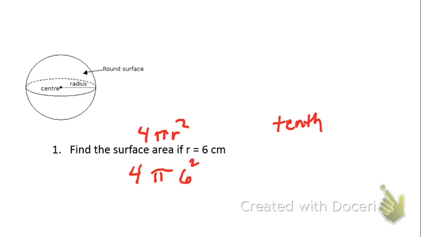So 36 times 4 times pi, and when you do all that, you end up with 452.4 centimeters squared, because it is an area, so any area is going to be labeled square units. So 452.4. So write down what you're doing and then pick up the calculator and do the math.